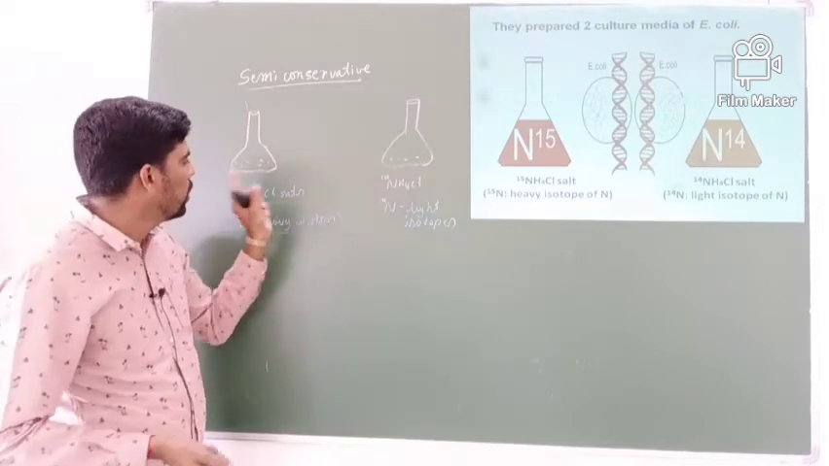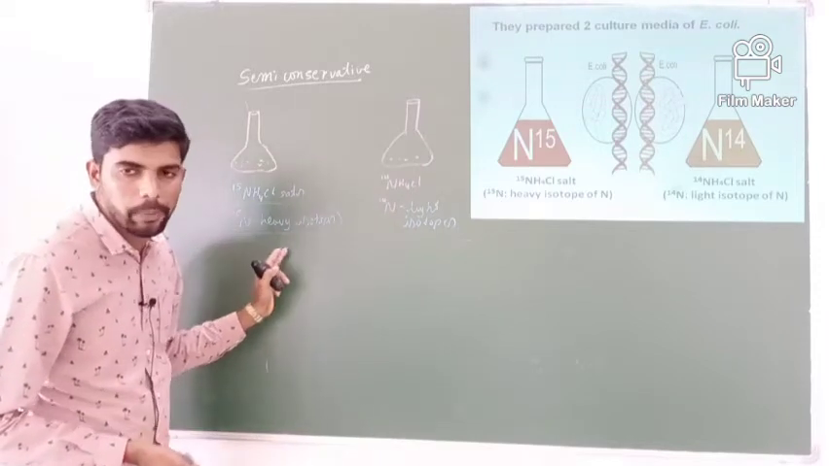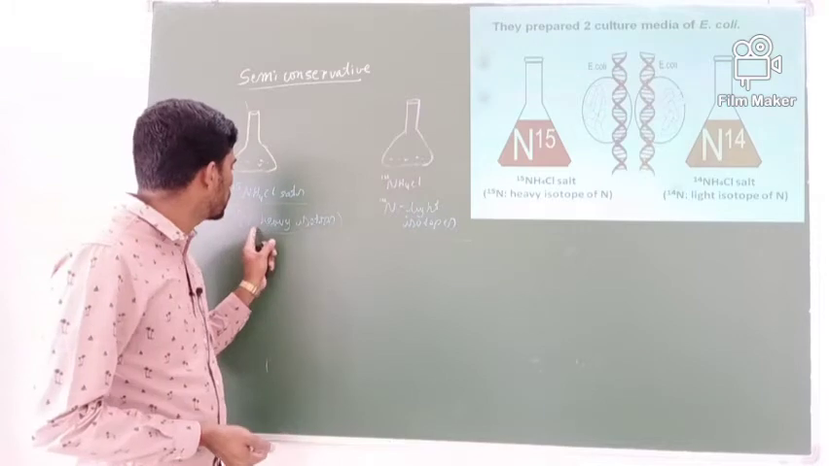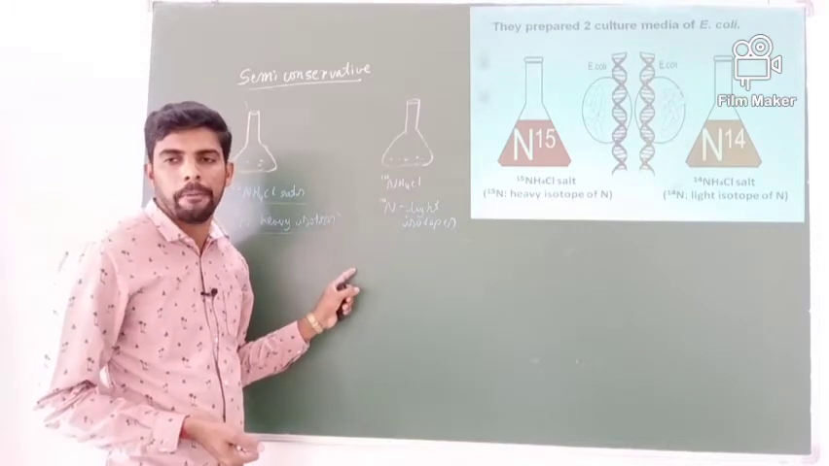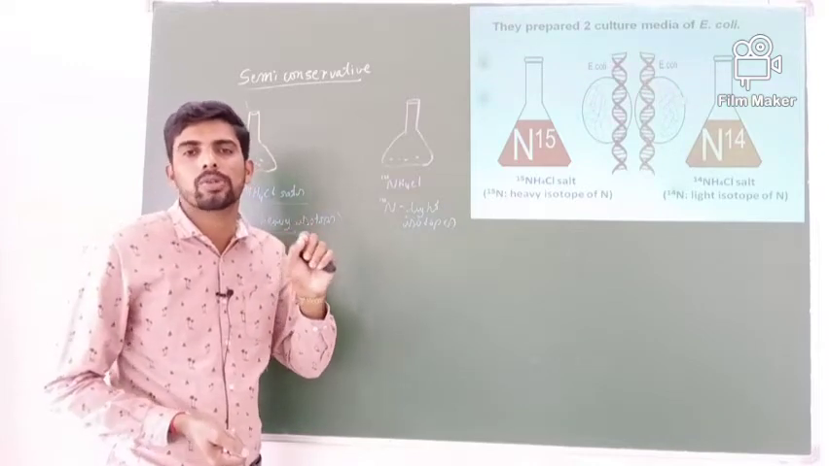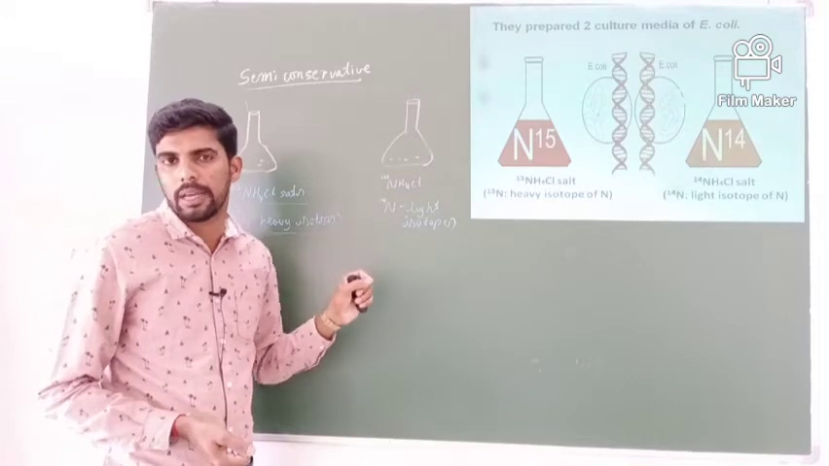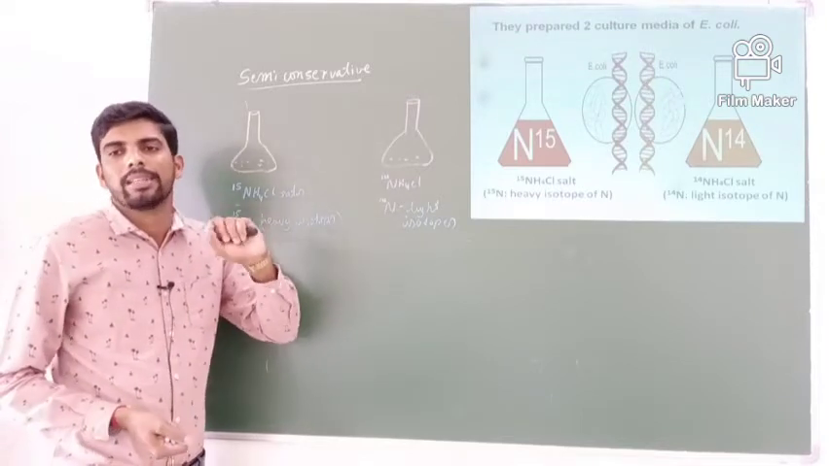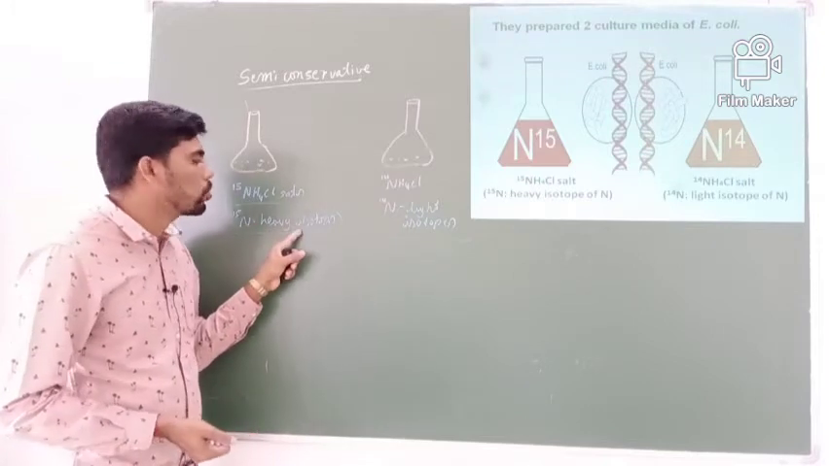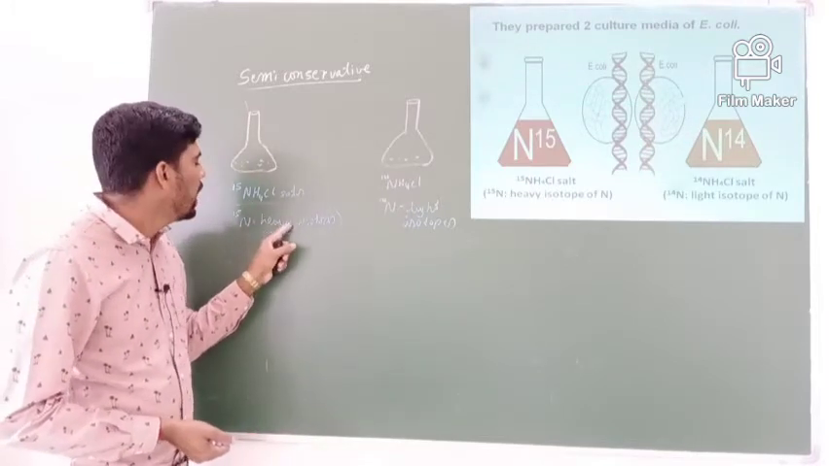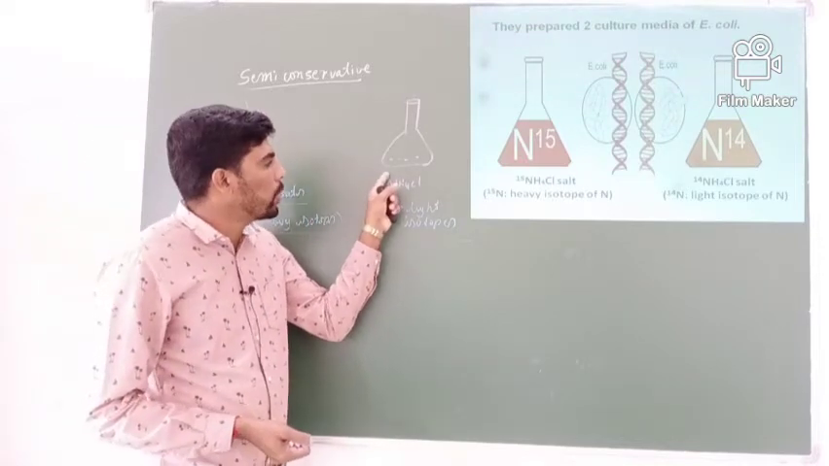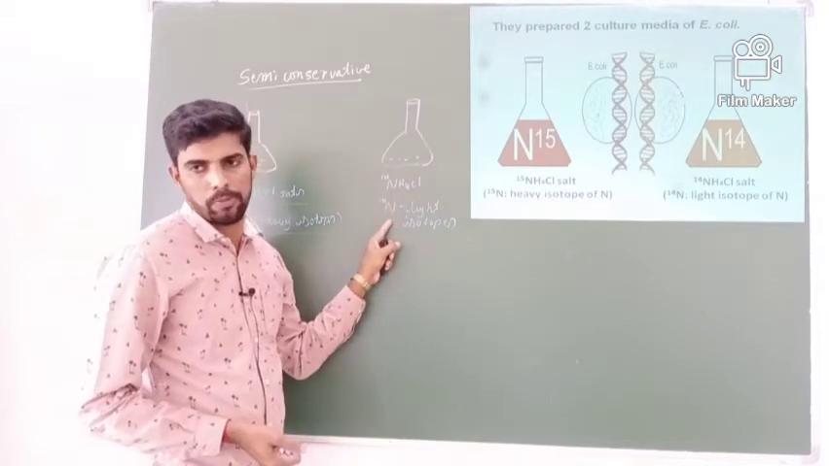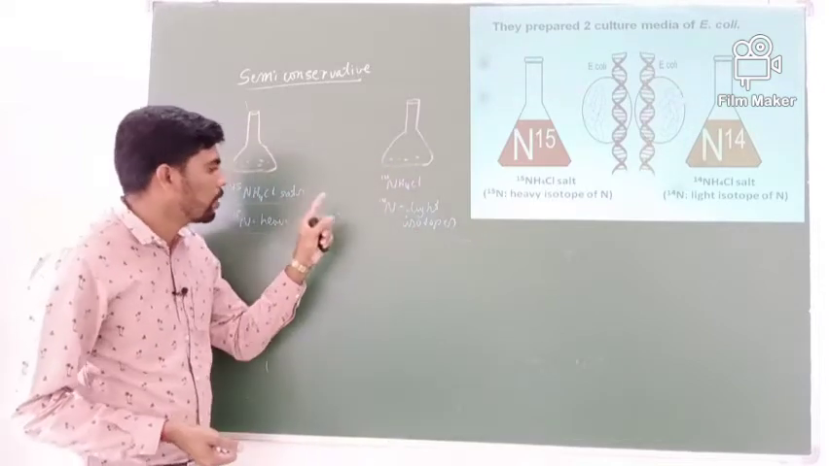E. coli bacteria can grow in two culture media. One is N15 heavy isotope media. Another is N14 light isotope media. Why did Meselson and Stahl use these N15 and N14 isotope media? Because nitrogen is one of the major components of DNA. DNA is made up of nitrogen bases. Hence, when the E. coli bacteria are grown in N15 media, the newly formed DNA has heavy isotopes. As it is, the E. coli bacteria grown in N14 media have newly formed DNA with light isotopes. This is the difference between N14 and N15.